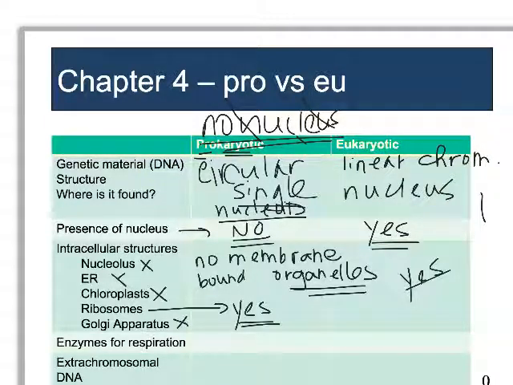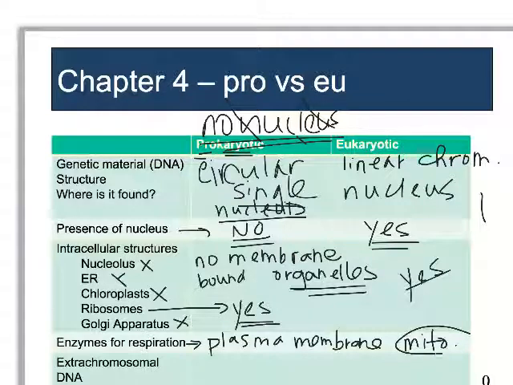Now, enzymes for respiration. The enzymes for cellular respiration in prokaryotes are found in the plasma membrane. We're going to talk about this a little more. But in eukaryotes, where are they found? They're found in mitochondria. Would a prokaryote have mitochondria? No, right? Because there are no membrane-bound organelles.